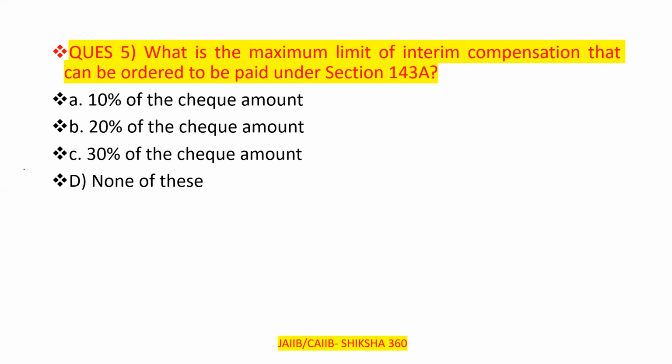What is the maximum limit of interim compensation that can be ordered to be paid under section 143A? Option A, 10% of the check amount. Option B, 20%. Option C, 30%. Option D, none of these. So option B will be the correct answer here.